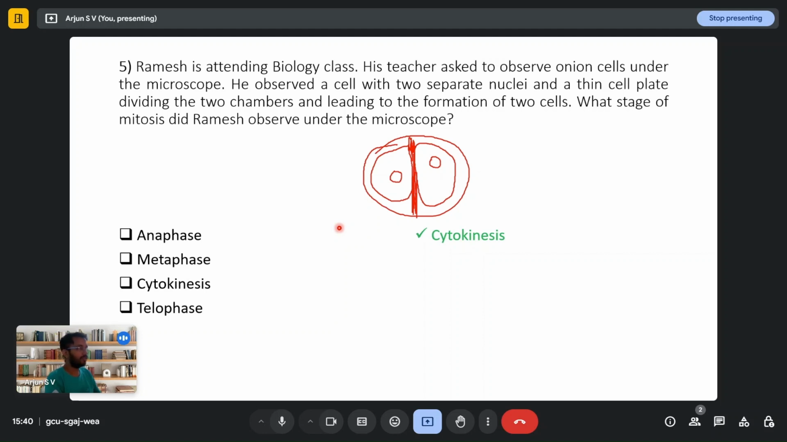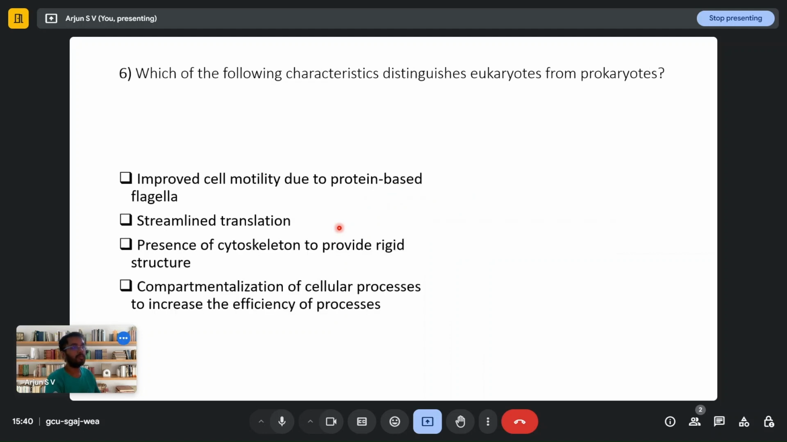So if you have no doubts, I'll go on to the next question. Which of the following characteristics distinguishes eukaryotes from prokaryotes?